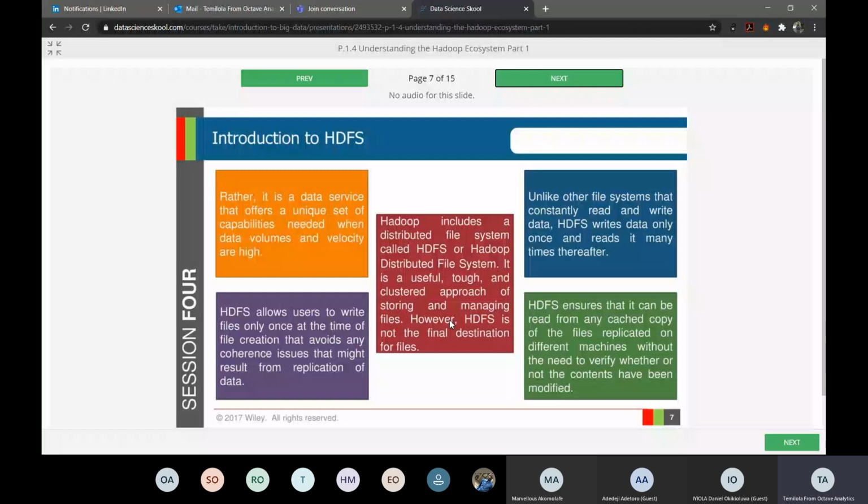Then one thing I need you guys to know is HDFS is not the final destination for files. HDFS is more or less like a file system for the Hadoop ecosystem. If I'm to give a real life example, you should look at it more or less like your File Explorer or Windows Explorer. Just see it as something like that, that houses all other components.